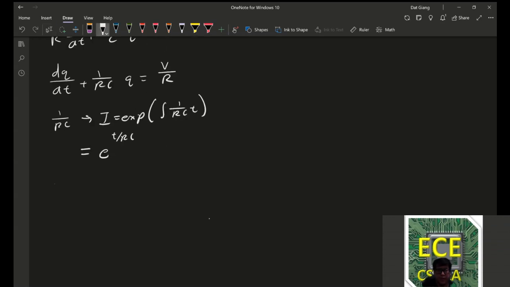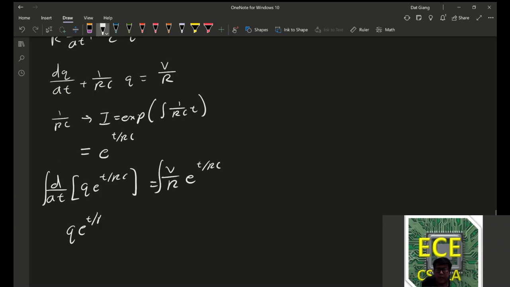We can simplify this, giving us d/dt of q e to the t divided by RC equals V over R e to the t over RC. Integrate both sides. We get q e to the t divided by RC equals, in this situation, it's going to be divided by RC, so it's actually multiplied, R times C e to the t divided by RC plus a constant.